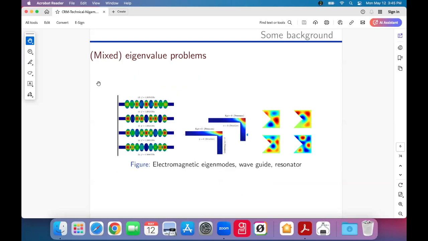So just to give you a feel for the eigenvalue problems, where you have the spectral parameter associated with the PDE operator in the domain. You could have electromagnetic waveguides or eigenmodes. So those are the figures on the left. You could have a waveguide with mixed data. Those are the L-shaped guys in the middle. You could have a resonator, which is this non-convex shape. Things can get pretty non-smooth. You could have a loss of differentiability. You could have sharp gradients. And these are all challenging things numerically.